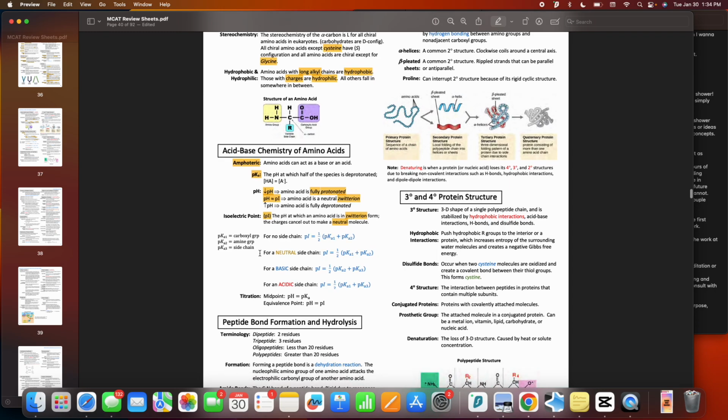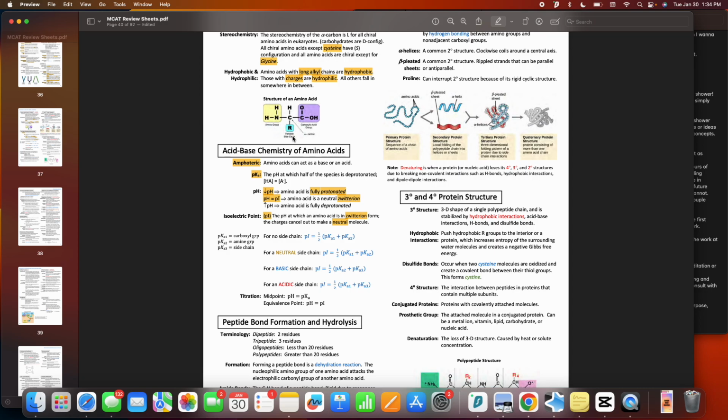Now when you have no side chain, we know that this should be neutral: one positive here, one negative there. So for no side chain, the isoelectric point is half of pKa1 plus pKa2. Which one should be the lower pH? It should be the carboxylic acid. Now for a neutral side chain, it's the same: half of pKa1 plus pKa2.